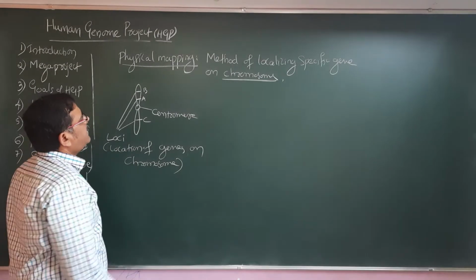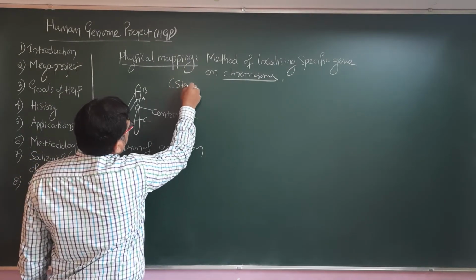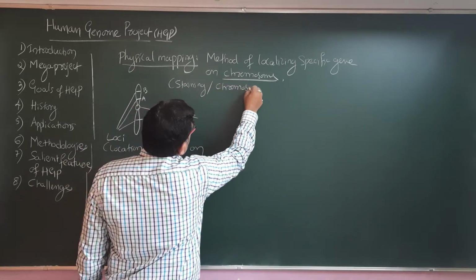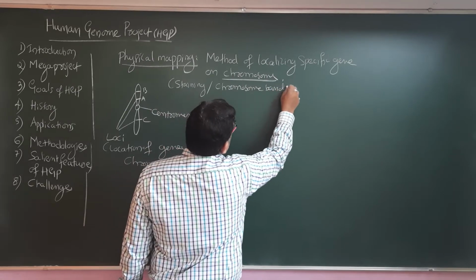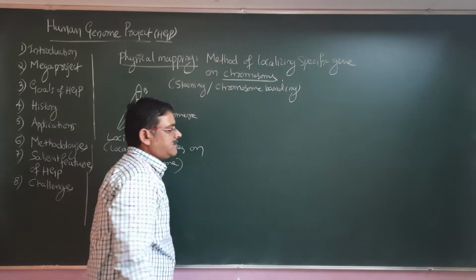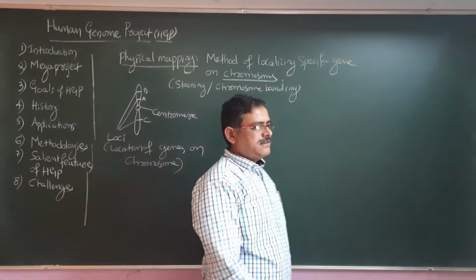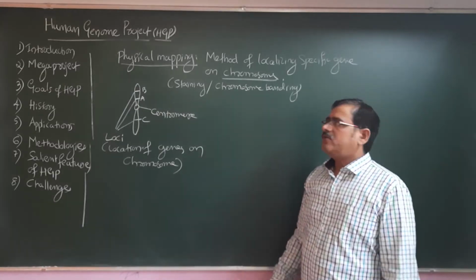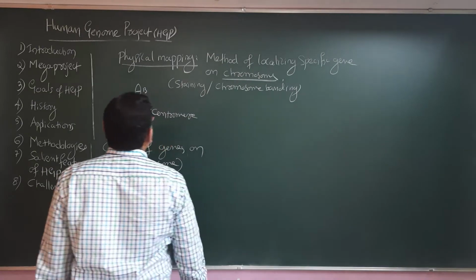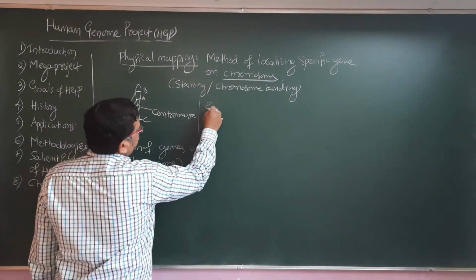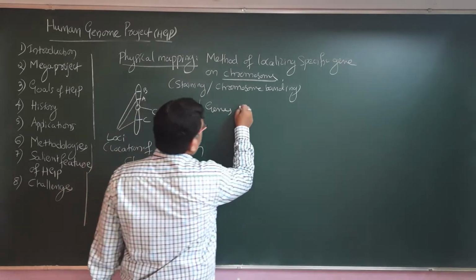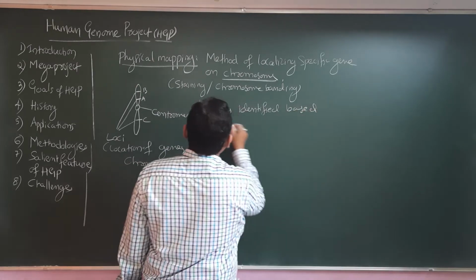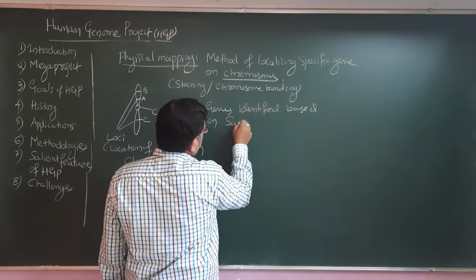We also call it the banding technique, staining or chromosome banding. Thus physical mapping says that there are a variety of genes located at a number of locations. So if we consider the genes as such, the genes are identified based on satellite sequences.